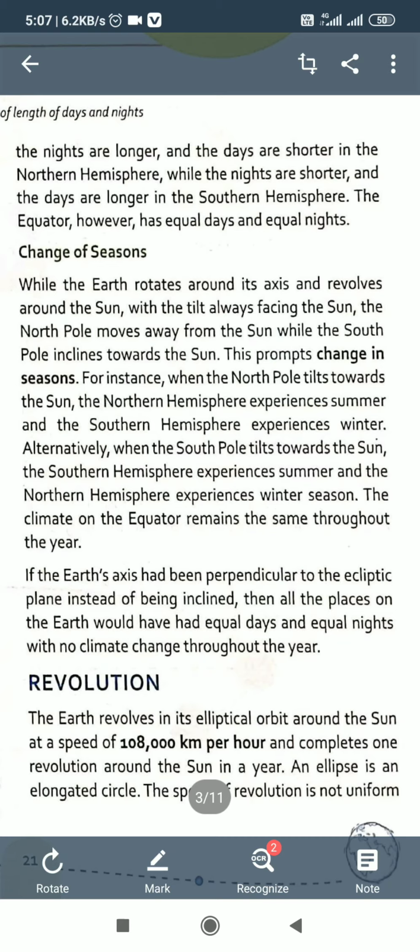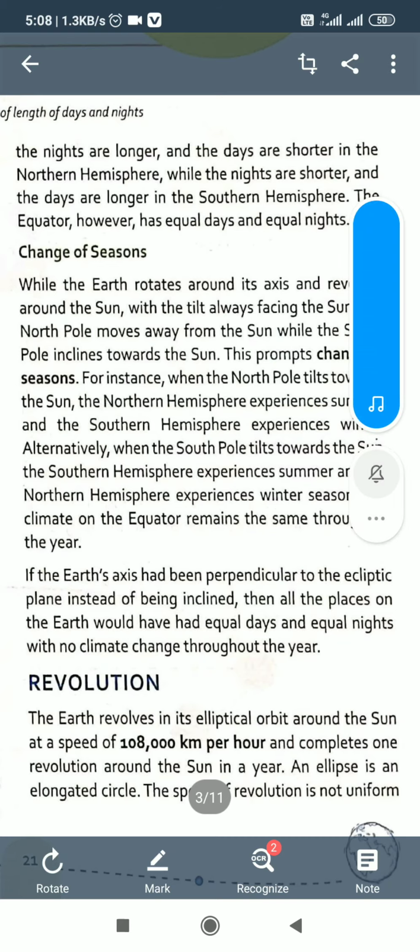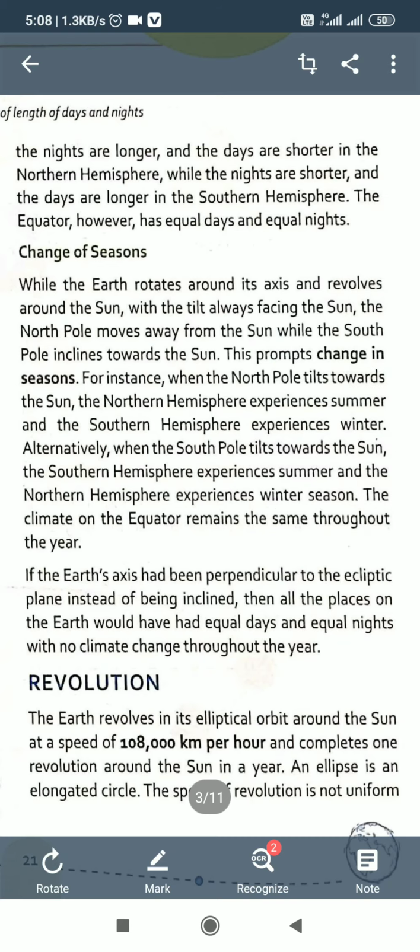Today I will teach standard 9th geography, chapter 3. The remaining part of chapter 3 I will teach today. In my previous class, I taught you the rotation of the earth. In this class, I will teach the revolution of the earth.